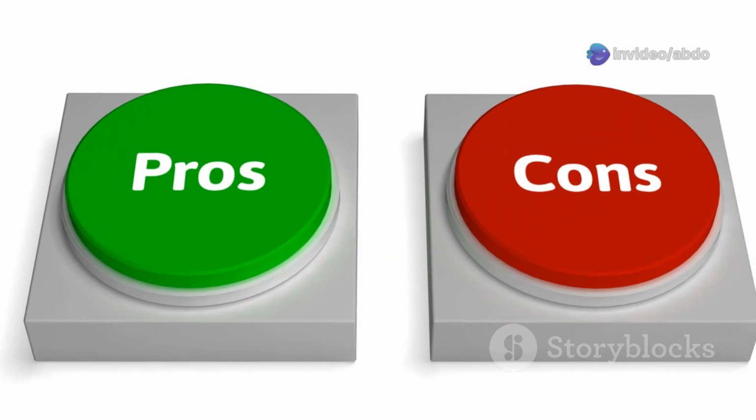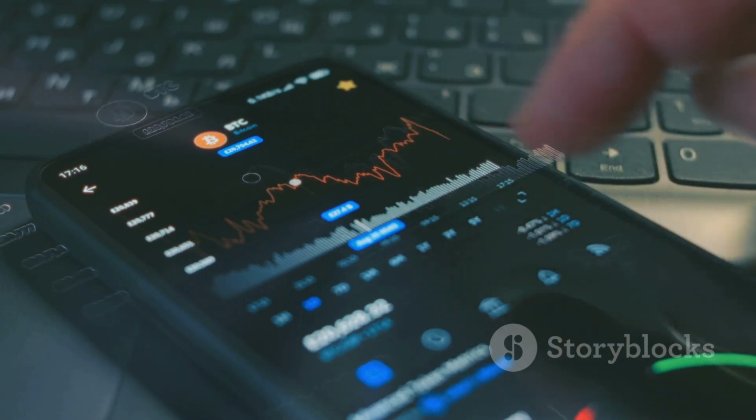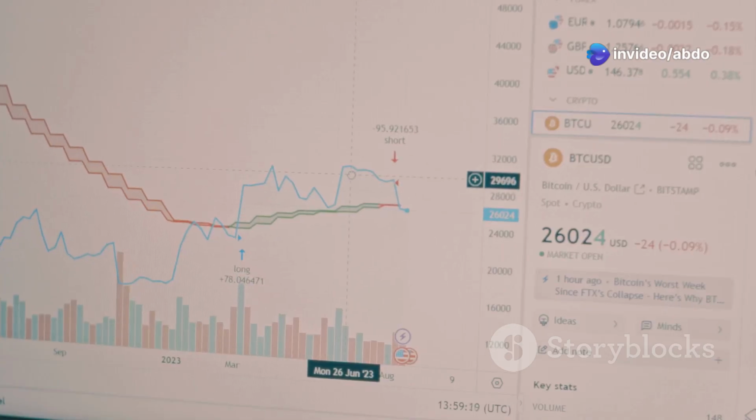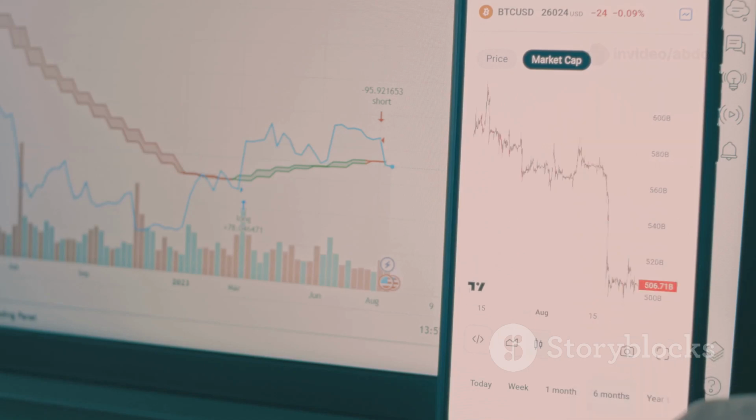Each offers distinct advantages and disadvantages. Understanding these differences is crucial for making informed trading decisions. It helps manage risk and maximize potential returns. Let's delve into the world of spot and futures trading. This guide will provide a clear and concise explanation of both approaches.